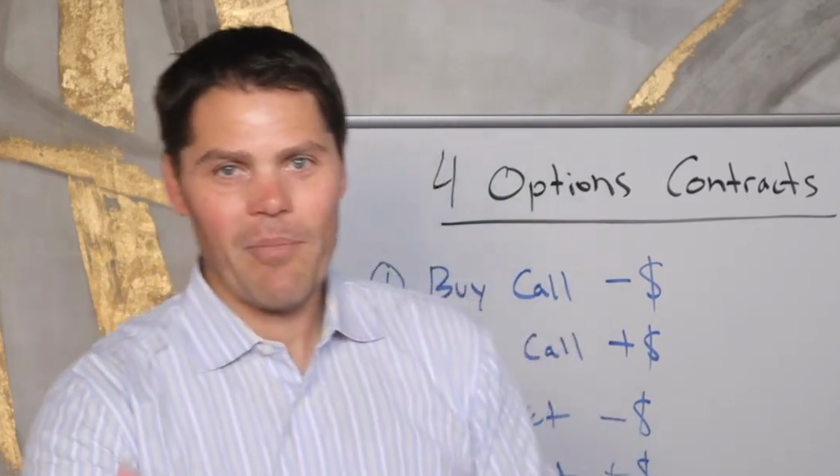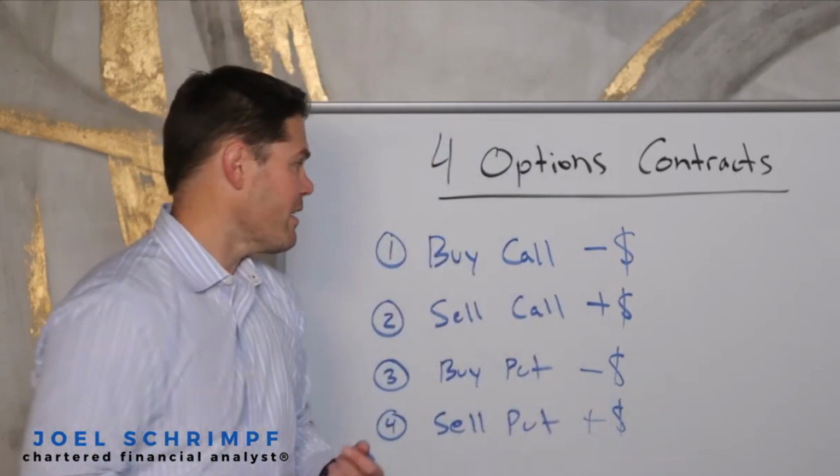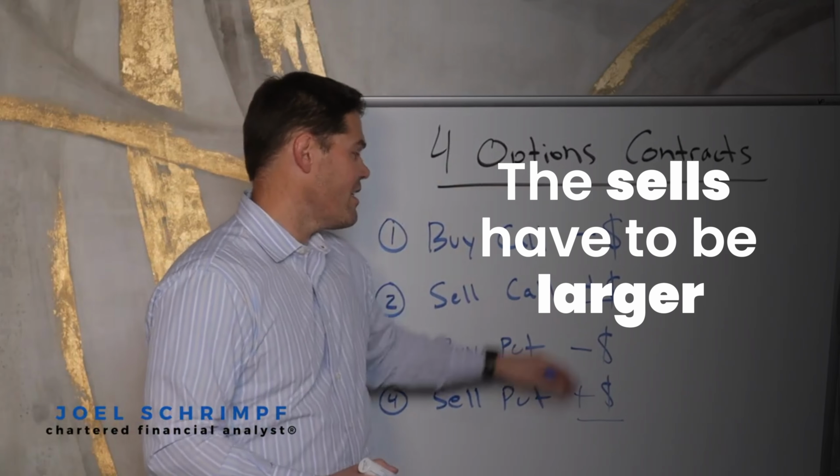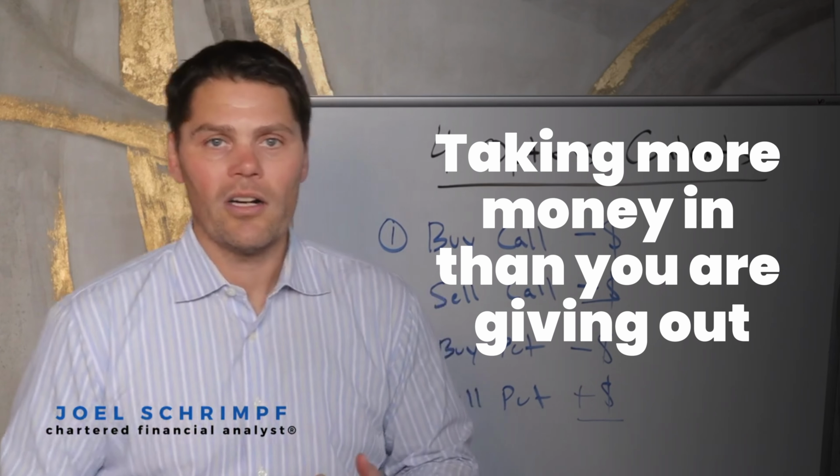Because anytime you go to the bank and say, "I want a loan," they say, "Sure thing, that's $10,000." There's $10,000 in your pocket. So that means the sales have to be larger. You need to be taking more money in than you are giving out.